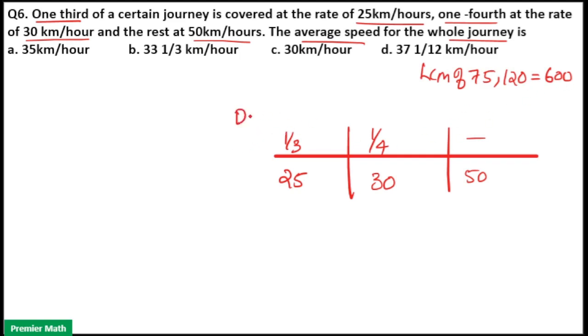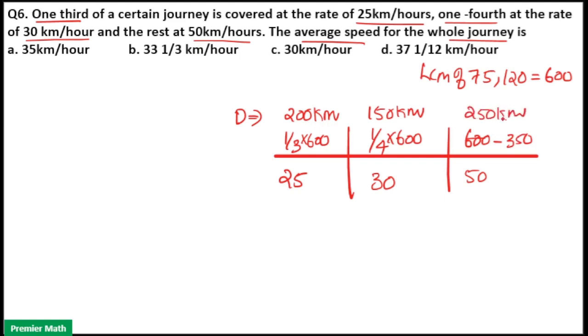That means one-third of 600 is equal to 200 km and one-fourth of 600 is equal to 150 km, and the remaining is 600 minus 200 plus 150, that is 350... that is equal to 250 km. So distances are 200, 150 and 250. That means time taken is 200 by 25 is equal to 8 hours, 150 by 30 is equal to 5 hours, and 250 by 50 is equal to 5 hours.